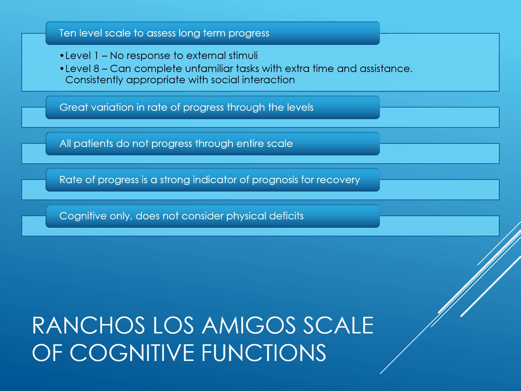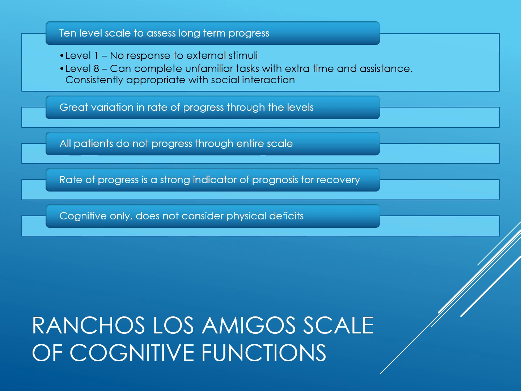Number 1 is no response. Number 2 is generalized response. Number 3 is localized response. 4 is confused or agitated. 5 is confused, non-agitated. 6 is confused, appropriate. 7 is automatic, appropriate. And 8 is purposeful, appropriate. So it's a gradual growth, and the rankings are very subjective.